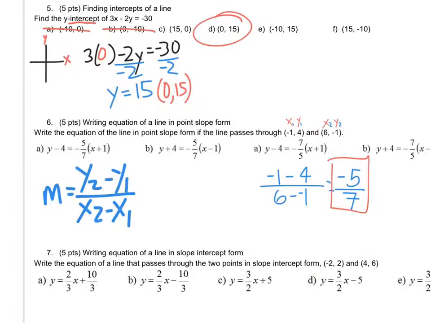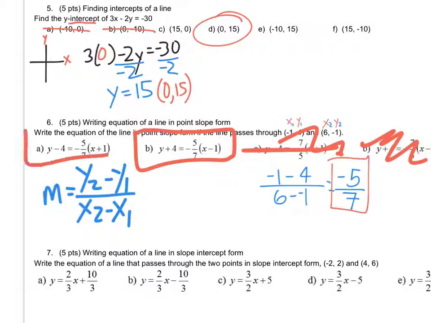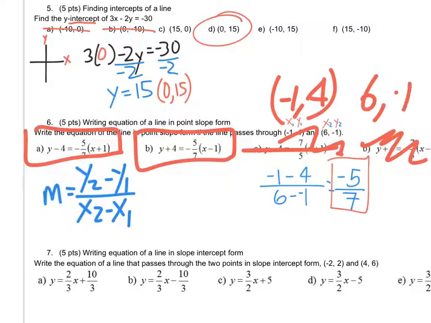Let's see which options have negative 5 over 7. Well, not this one sure doesn't. I see it's negative 7 over 5, so it can't be that. Negative 7 over 5 can't be this one right there. But it looks like it's either this or this. So now we need to take another step. I erased it, but it's negative 1 comma 4, and we've got 6 comma negative 1.